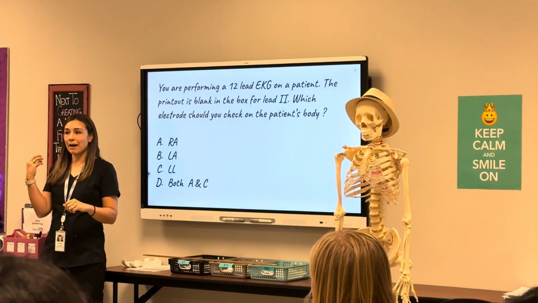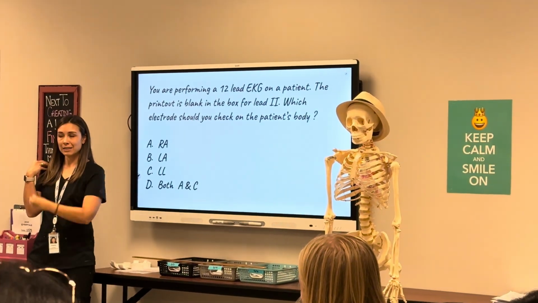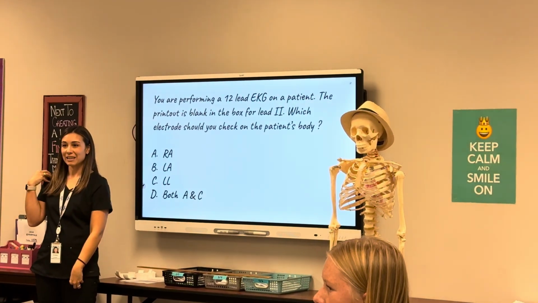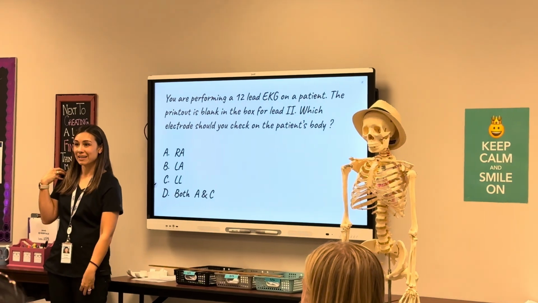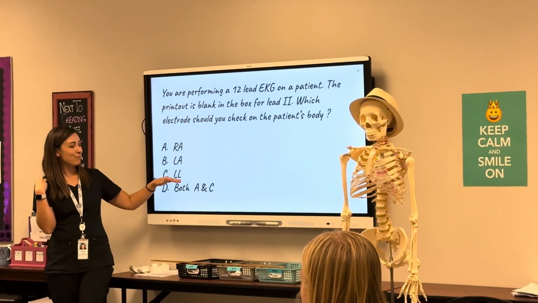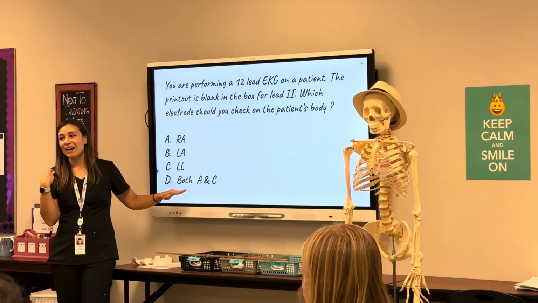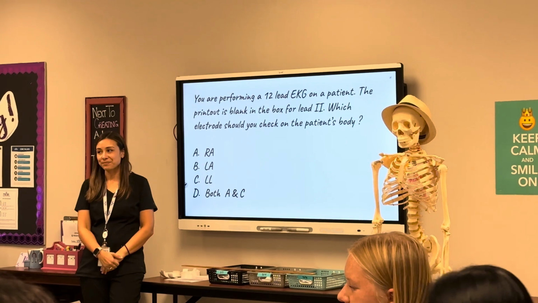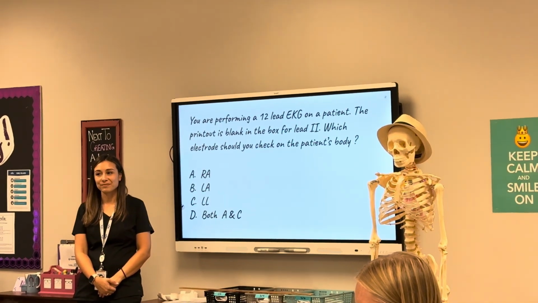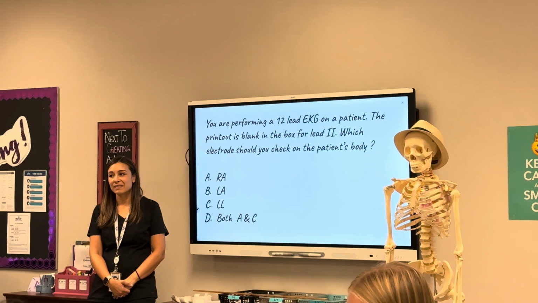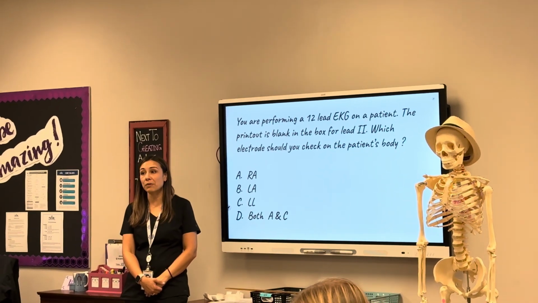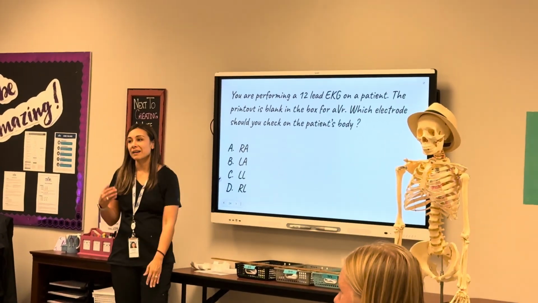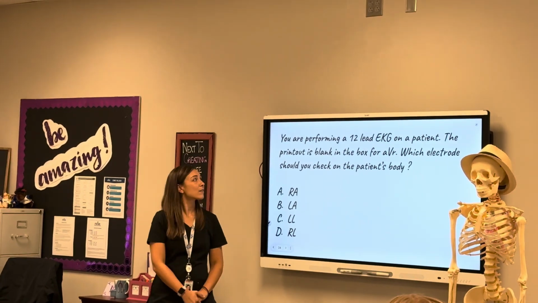Okay, so we have lead 1, lead 2, lead 3. So which one is this? Right arm and left leg. We need to check both. Okay, so it goes from left leg to right arm. Yeah, here to here. Okay.